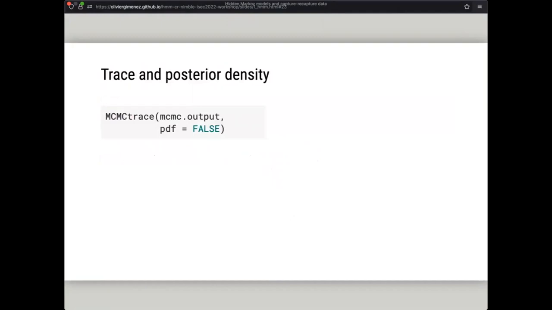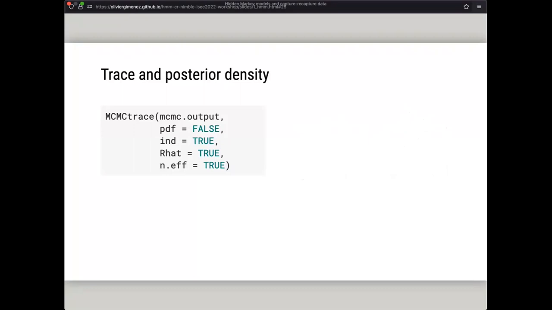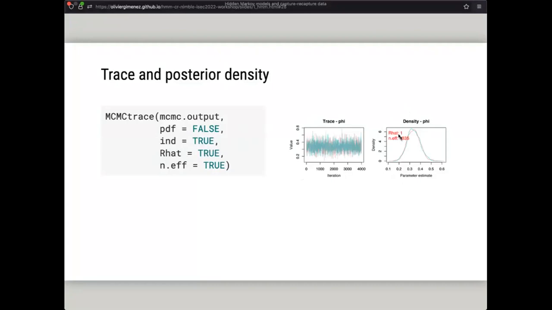Okay, you can get the trace as well. You get the trace here, so it's the value that the parameter takes over the number of iterations, and then the posterior density as well. Okay, so it's a very useful package that gives you everything in a heartbeat with a few functions. If you tweak a bit the arguments of the function, you can get on the same graph the R hat, as well as the effective sample size, like here. And you can get the posterior density and the trace for each chain separately with a different color. You see that here and here, two colors, red and some kind of green, I think, or blue.